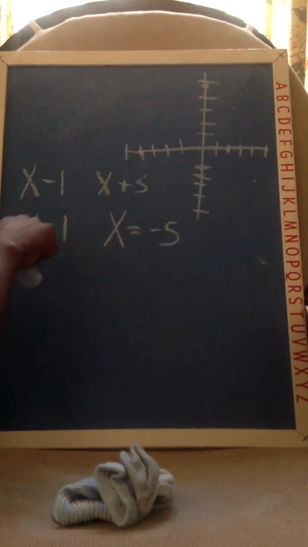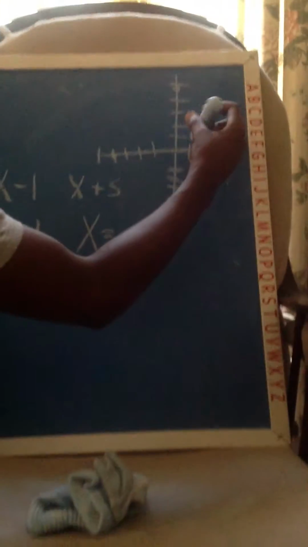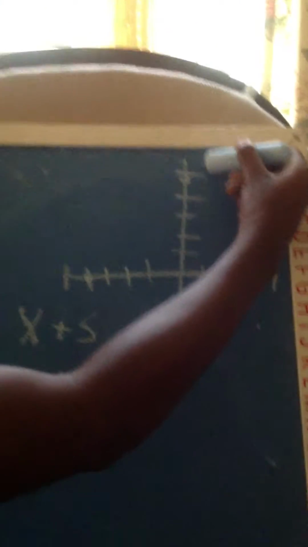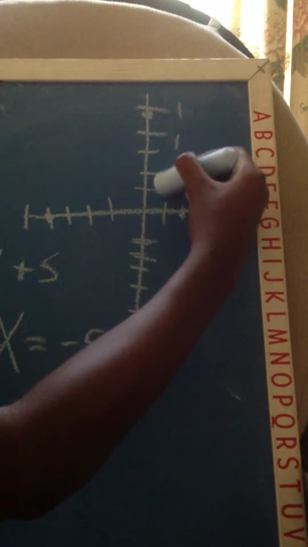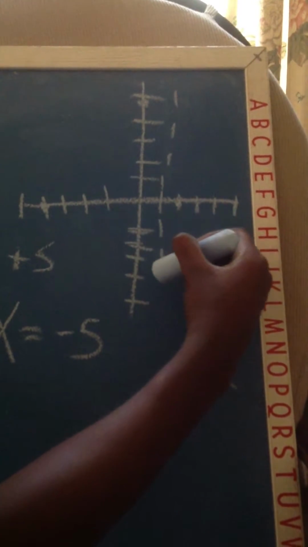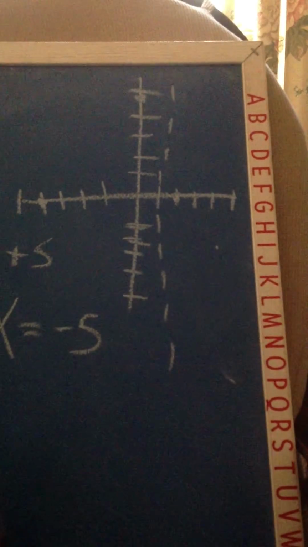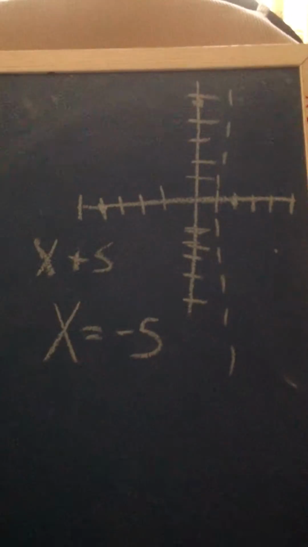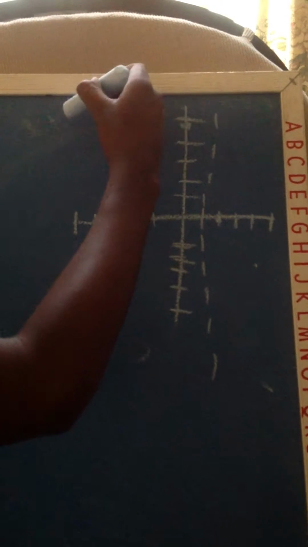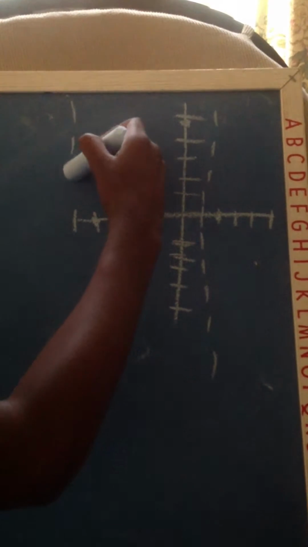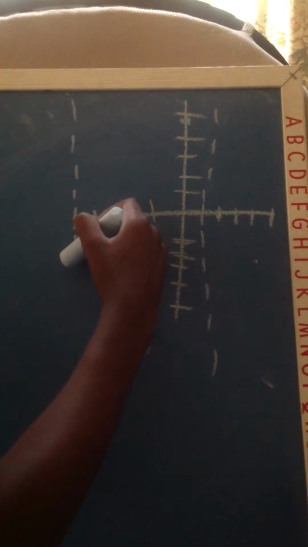So for x equals 1, you would plot that on 1, but you would draw a dotted line going down, crossing the 1 mark at (1, 0). And to plot x equals negative 5, you would draw another dotted line going down vertically, crossing (negative 5, 0) on the x-axis.